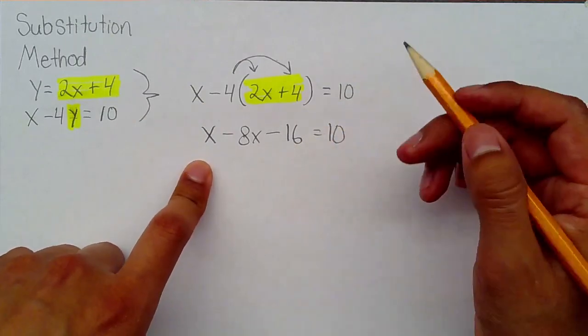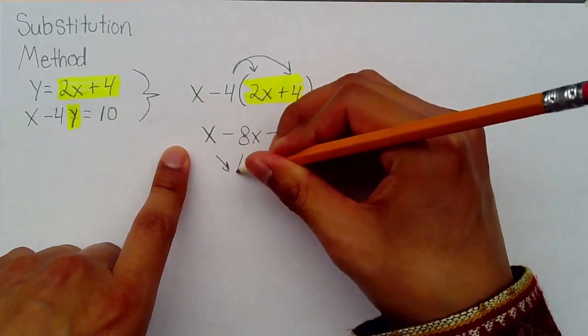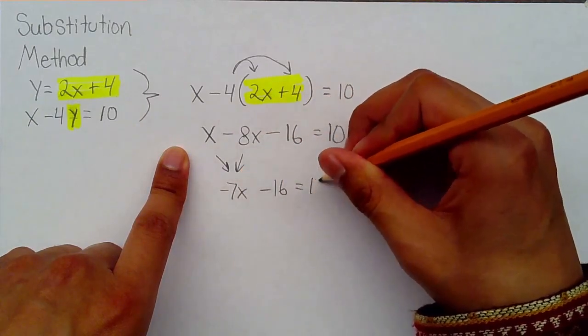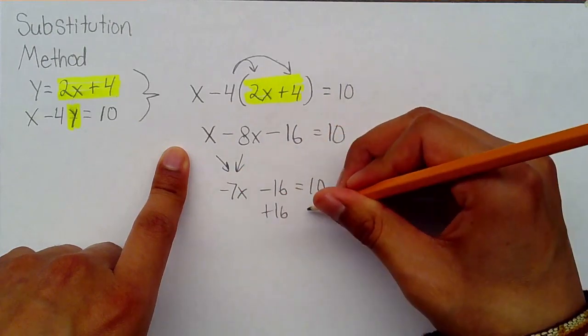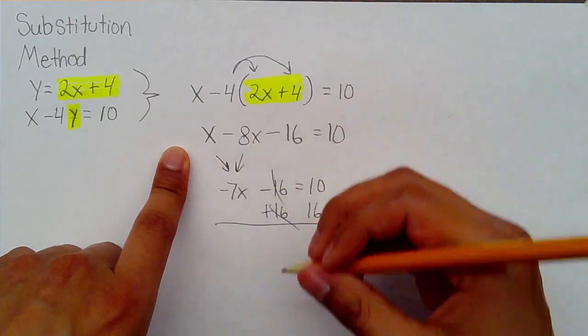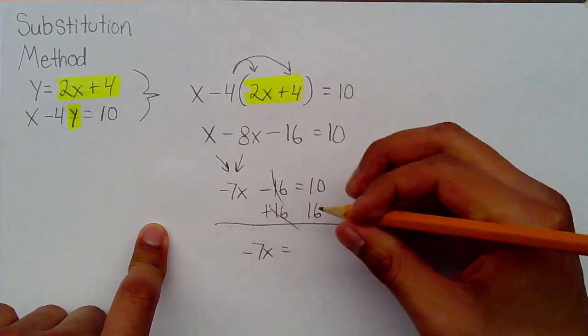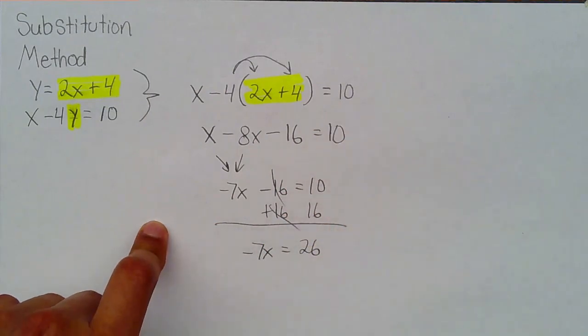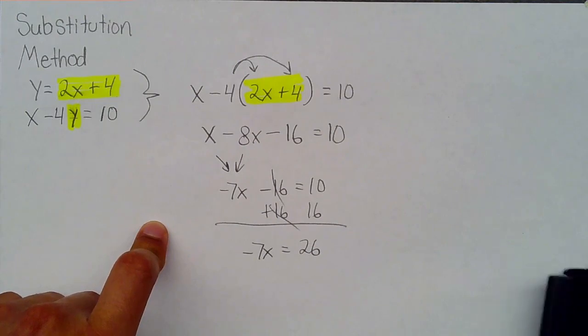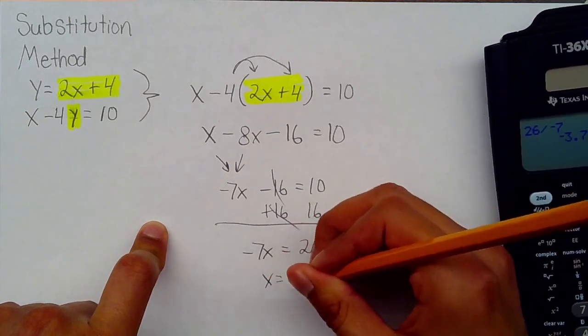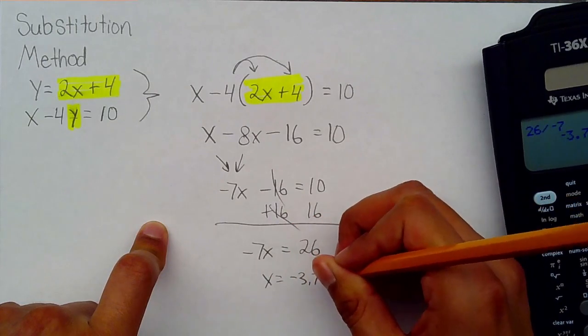This you know how to do. All you've got to do is combine like terms. Negative 7x minus 16 is equal to 10. From here I'm going to add 16. That negative 16 and positive 16 cancel out. And then I have negative 7x is equal to 26. And because I came up with these problems on my own, just now in my head, I'm going to have a number that's not a nice whole number. 26 divided by negative 7. x is equal to negative 3.71.